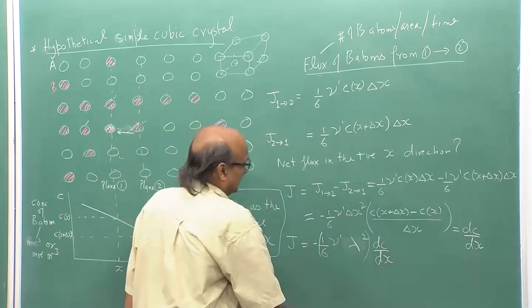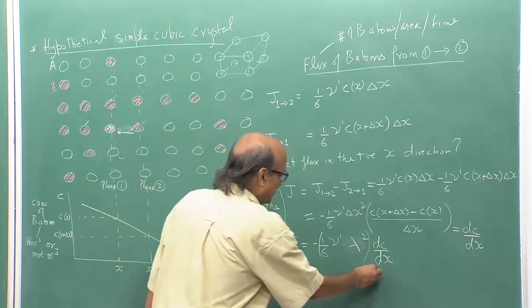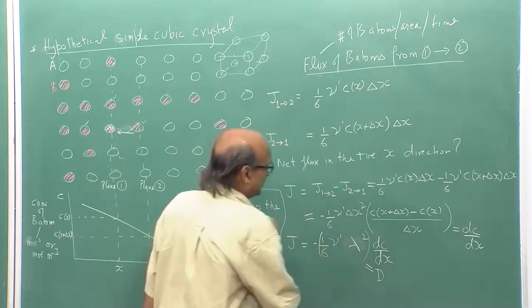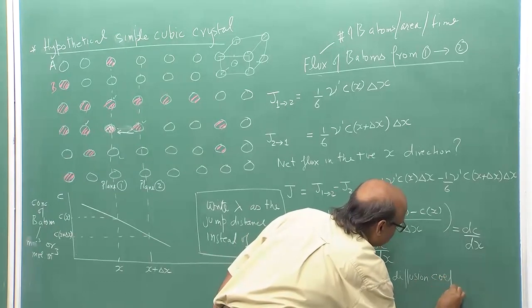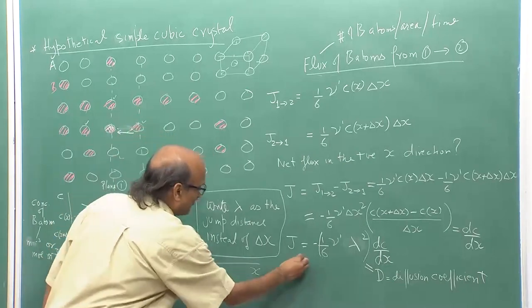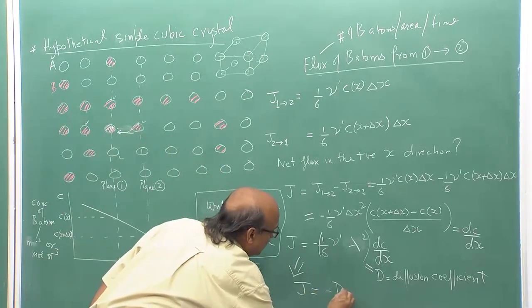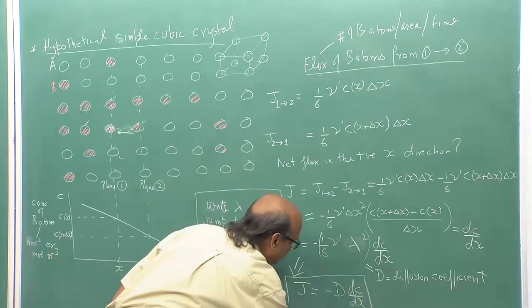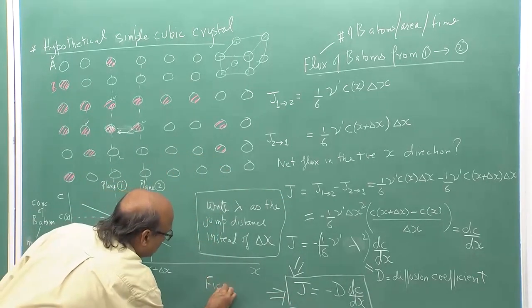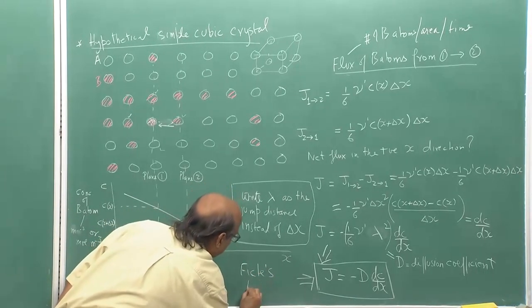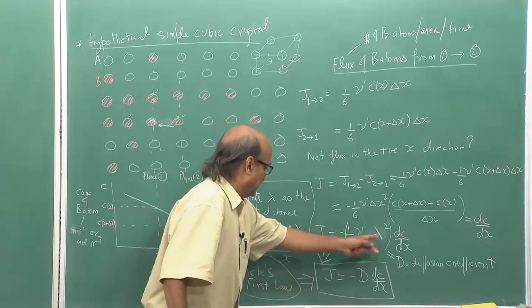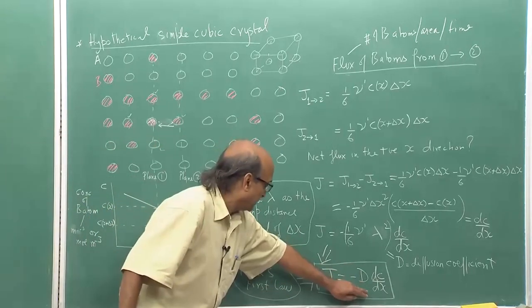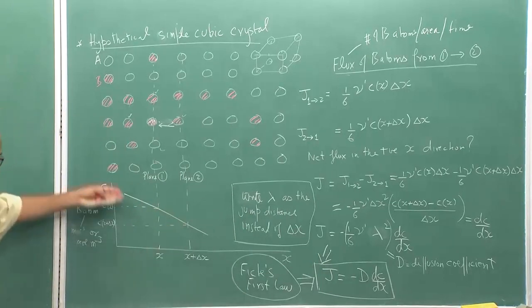This term in circular brackets has a jump distance squared multiplied by the jump frequency, and this we would call some kind of a parameter D, which is what is known as the diffusion coefficient. So from here, the net flux is minus D dc by dx, and this is called Fick's first law. Note the negative sign here. And note the slope of this line. The slope of the line is negative, and this minus will become plus, and the flux would be in the positive x direction, from higher concentration of B atoms to lower concentration of B atoms.